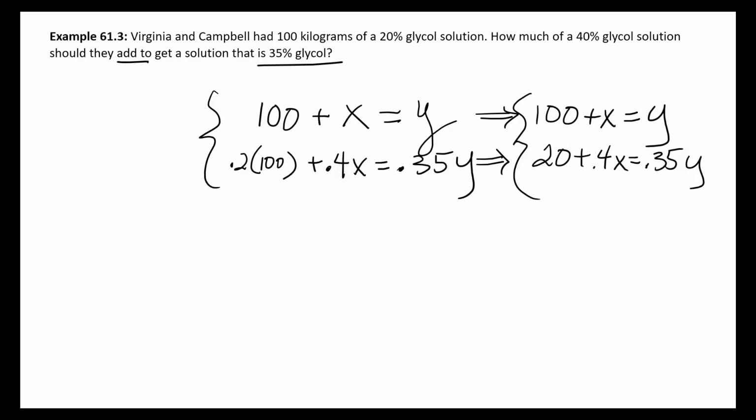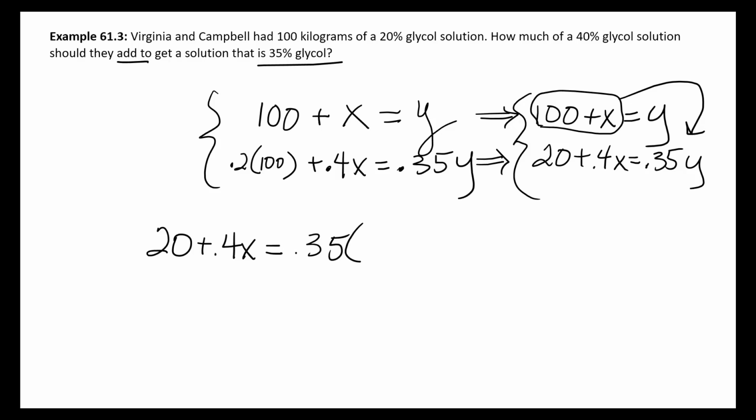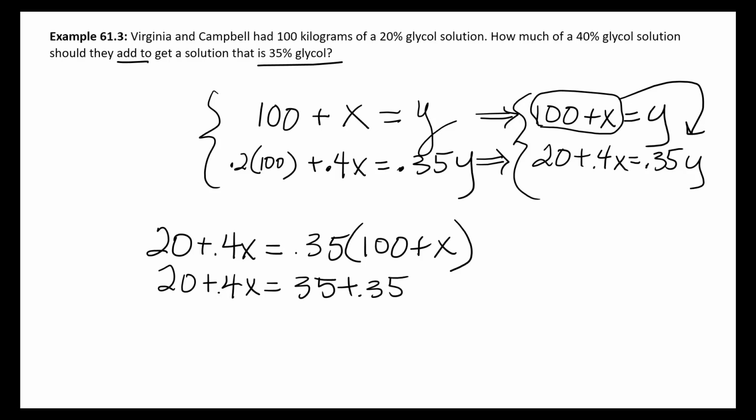So I'm going to use substitution, which means I'm going to plug this in for y in the second equation. So I'm going to have 20 plus 0.4x is equal to 0.35 times (100 plus x). And now I'm going to multiply that out. So 20 plus 0.4x is equal to 35 plus 0.35x.